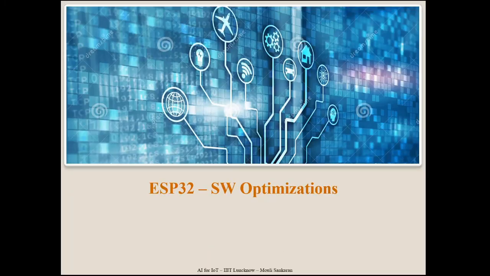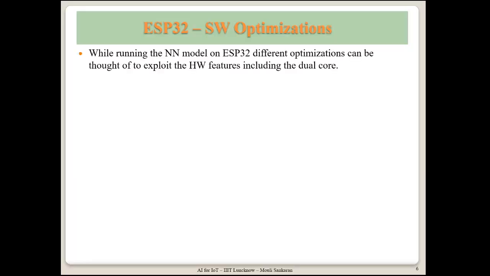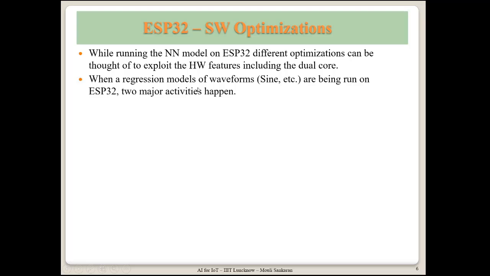Now I'm going to talk about how I structure this code to make use of the dual core. While running the neural network model on ESP32, different optimizations can be thought of to exploit the hardware features included, including the dual core. When regression models of waveforms are being run on ESP32, two major activities happen: one is inferencing and the other is plotting.